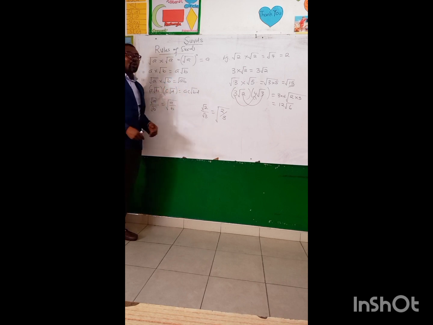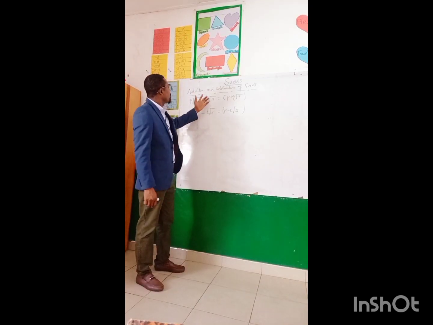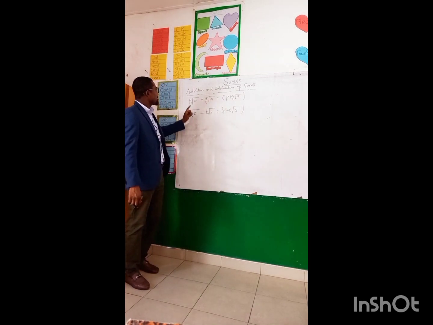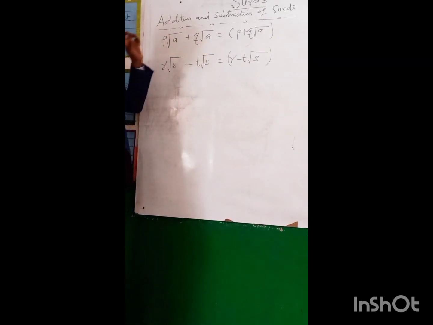Now let's just look at how we can simplify surds. Alright, so we are looking at how we can simplify surds. We are looking at addition and subtraction of surds. Now we are saying that for you to be able to add two surds, the numbers under the root must be the same.